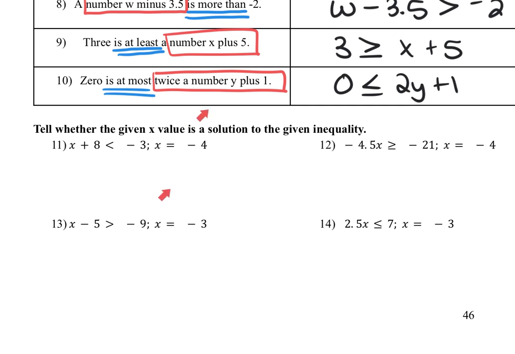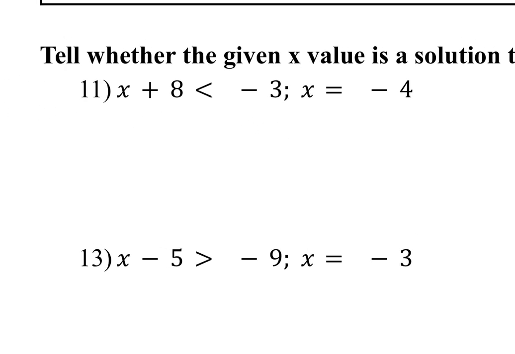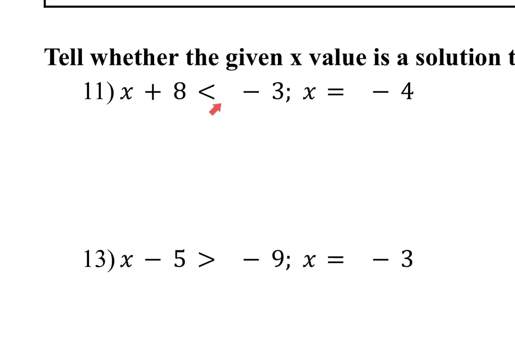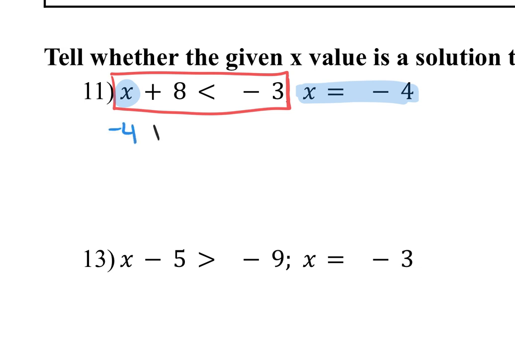Okay. So if we look at this one here, we have x plus 8 is less than negative 3. Do you see that little semicolon? That separates my actual inequality from the answer that they think it is. They think x is equal to negative 4. So I have my inequality. Anywhere I see an x, I'm going to put a negative 4 and check to see if it's true or not. So let's rewrite it with negative 4 there. Plus 8 is less than negative 3.